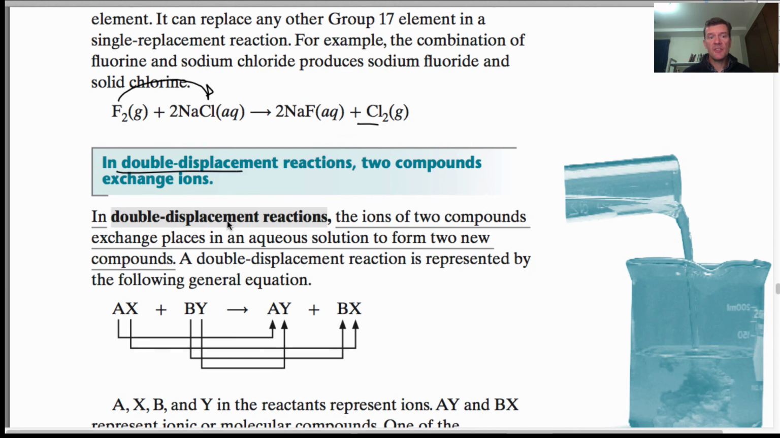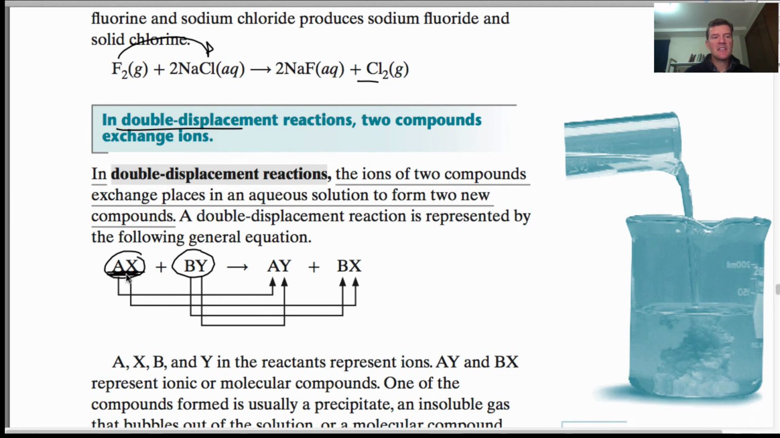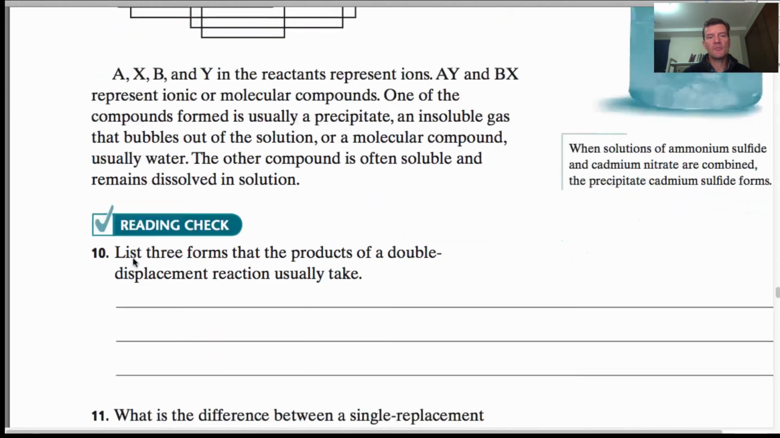Double displacement. Double displacement means there's going to be a switch. There's going to be two compounds, and basically the metals are going to switch places. There have to be two compounds, though, not an element by itself this time. Here you have a compound, here you have a compound, and if you notice, it's AX on the left side, but it's AY on the other side. It's BY on the left, and it's BX. So they basically switch partners. Okay, this is double displacement. There's a double switch. Not only does A kick out B, but B comes back here and takes A's place. Okay, they both switch places.